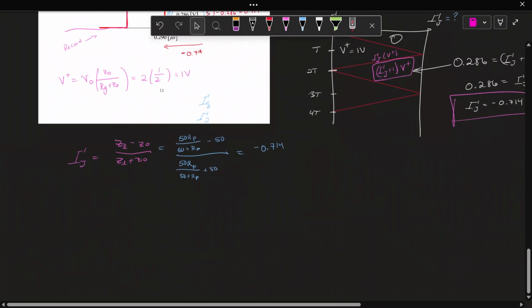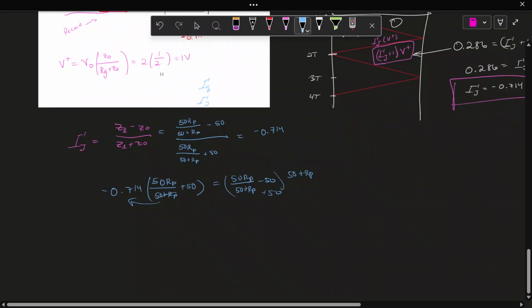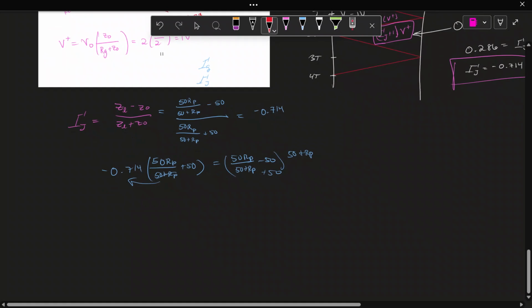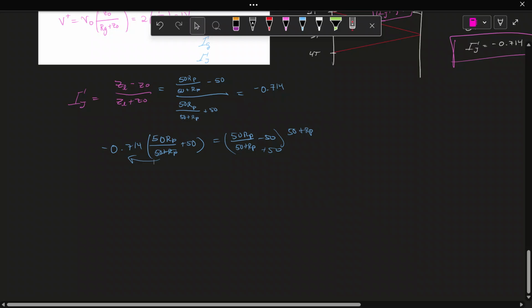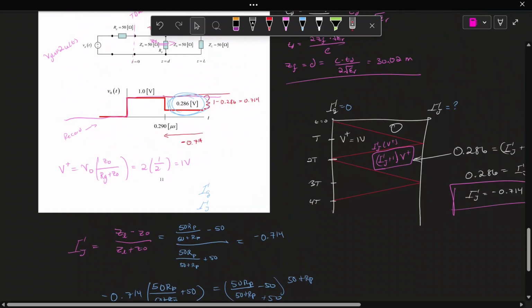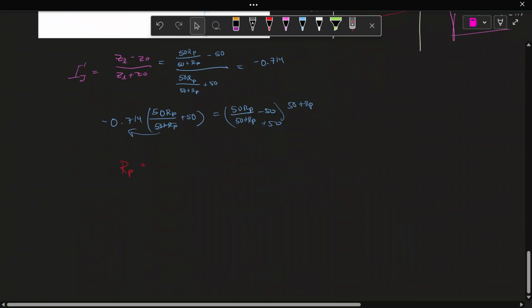Doing some algebra here. I guess I do have a little bit of time. I can show y'all quick steps to do this. I'm not going to actually solve it, but you multiply by 50 RP divided by 50 plus RP plus 50 is equal to 50 RP over 50 plus RP minus 50. And then you add 50, it gets multiplied, and then you can multiply by 50 plus RP, and you get rid of this part, and then you solve for RP. I'm not going to show y'all exactly all of the steps, I hope y'all can do some algebra here. But what we get is RP is equal to, I think I got like 10.03 something ohms, which is close to the answer of 10 ohms.